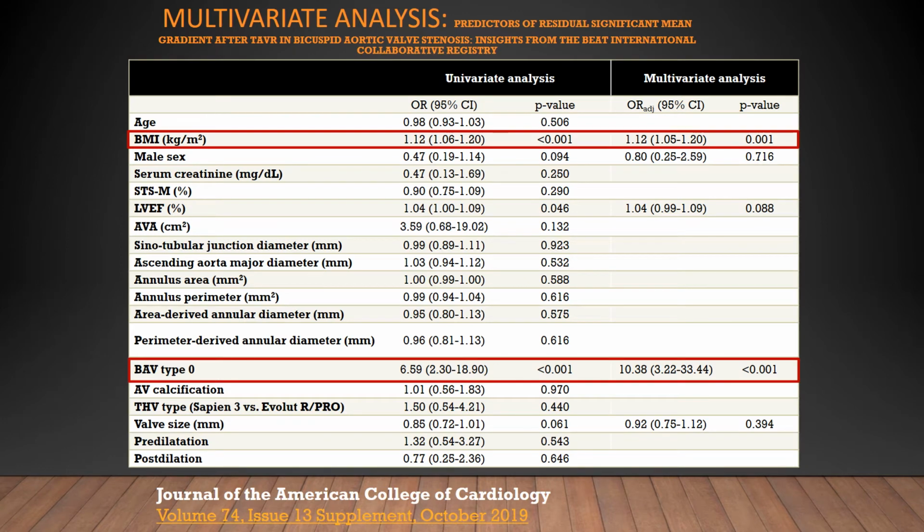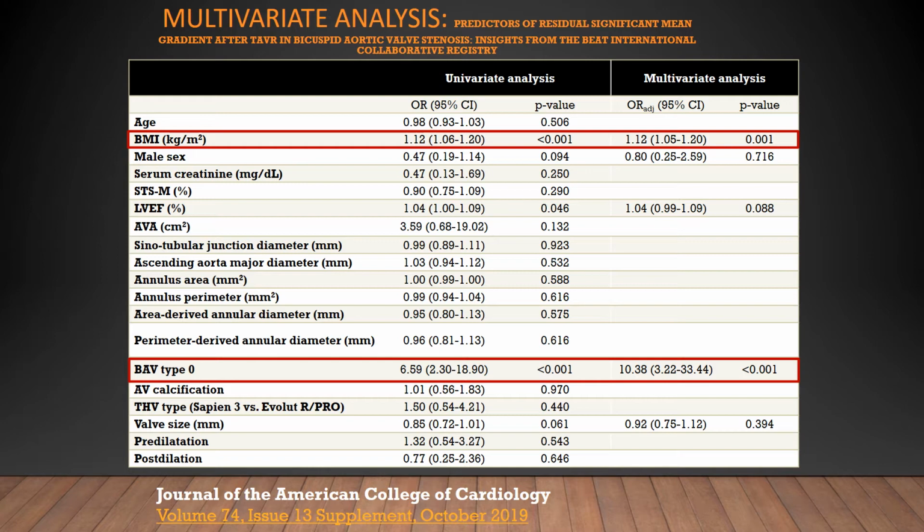So if you look at the multivariate analysis that was done in the BEAT International Collaborative Registry, what were the two things that popped up, if you will? The first one was BMI. BMI certainly led to an increased residual mean gradient, which is easier to understand. Okay, that very well is understood.